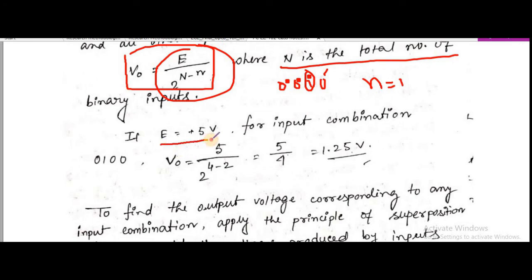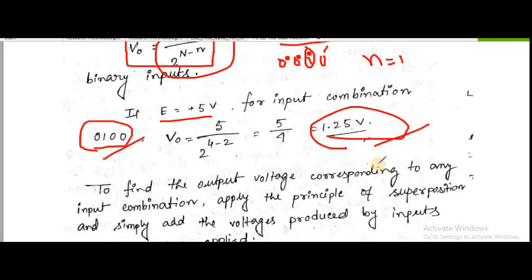Now if I consider here E is 5 volt, we can apply any voltage, no issues. So for this bit pattern, suppose I take any combination 0 1 0 0, the output voltage is 1.25 volts. So this is the digital bit and the corresponding analog value is there.